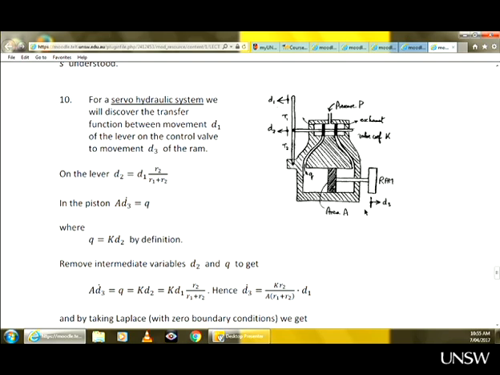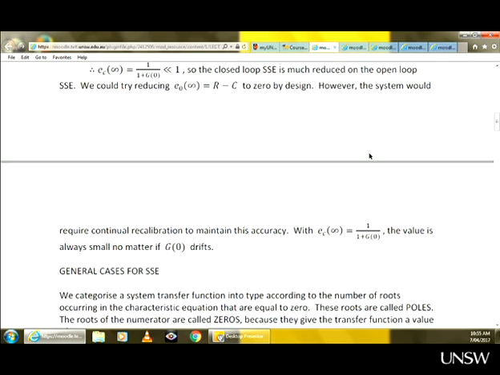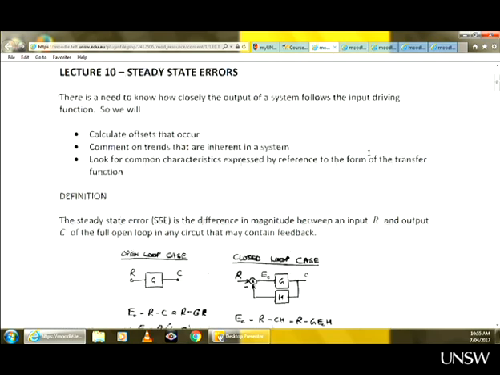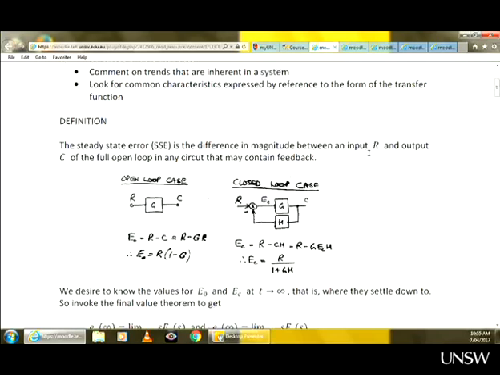So where should we start? The lecture. Okay. We say that the error is actually R minus C, which is the difference between input and output. If we assume that our error equals 0, that means input is exactly the same as output. That's right. Then why do we need the system?